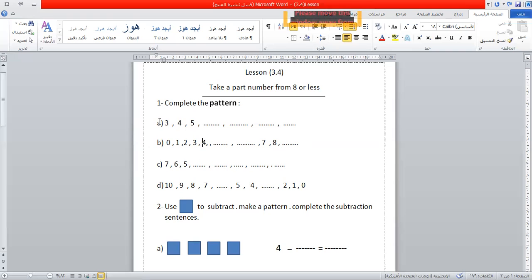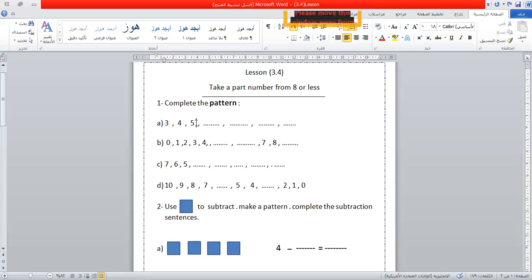Okay. When we start from number 3, we should add 1 to get number 4, right? And when we start with number 4, we should add 1 to get number 5. So each time we will add 1. We call this a pattern. And each time we will add or subtract the same number. Okay. And each time here we will add 1.